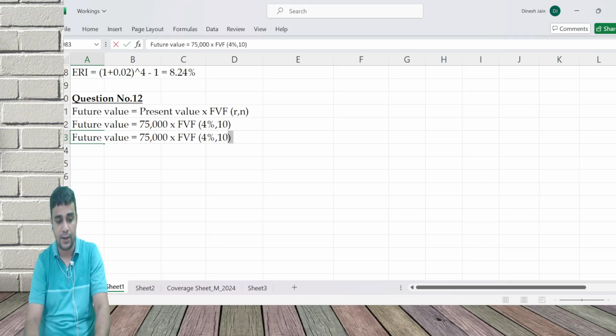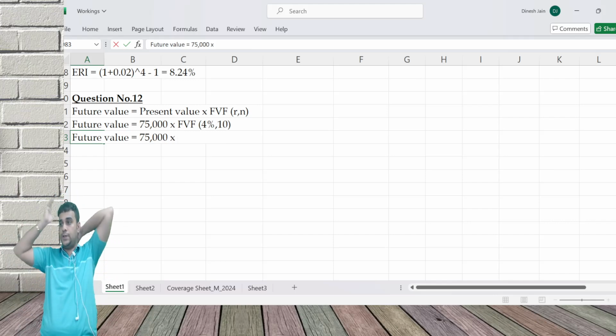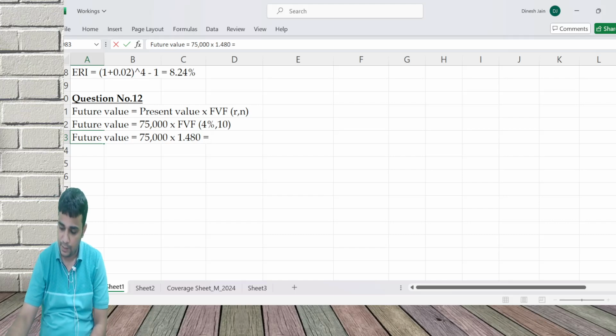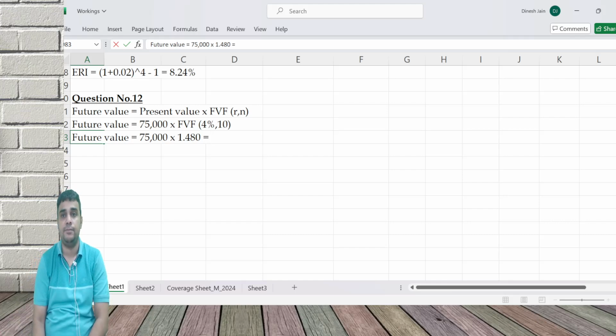Get me the future value factor for 1 into 1.04. Sorry, 1 point 4802. Okay, 1.480, 3 decimal. 1.04 power 10.